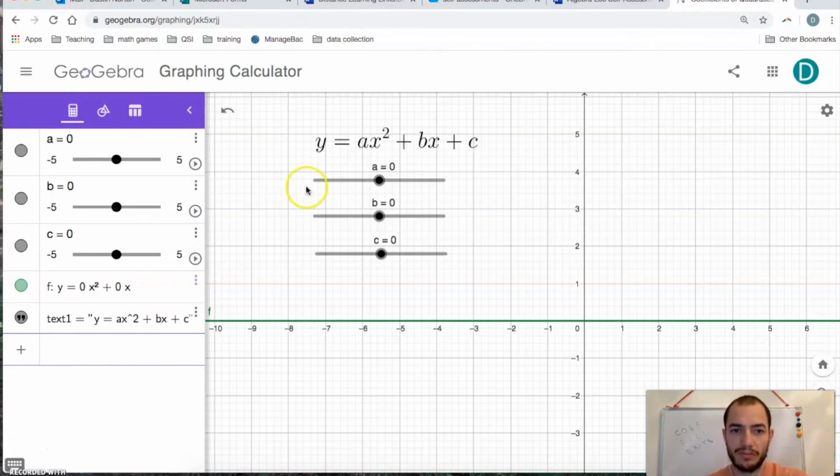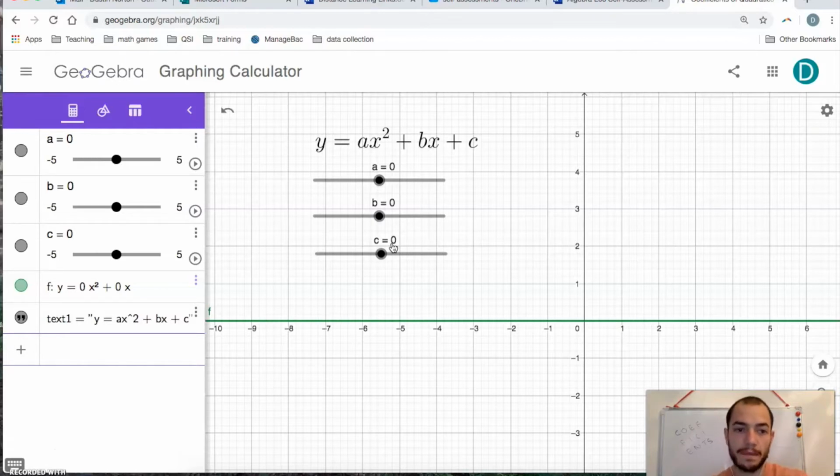We have the general form of a quadratic equation: y equals ax squared plus bx plus c. And remember, a, b, and c are called coefficients. Right now, I have a, b, and c just set to 0 so that we're not distracted by anything on the screen. But what we're going to do here is just a brief introduction about how a, b, and c might affect the shape of your graph.